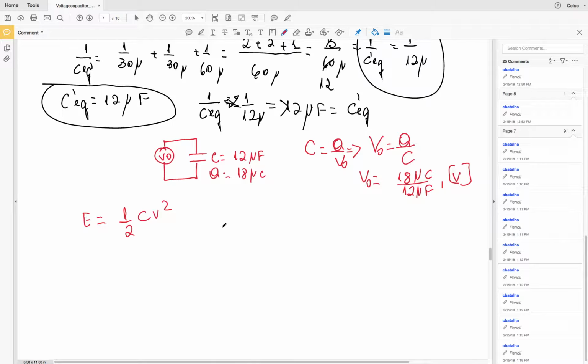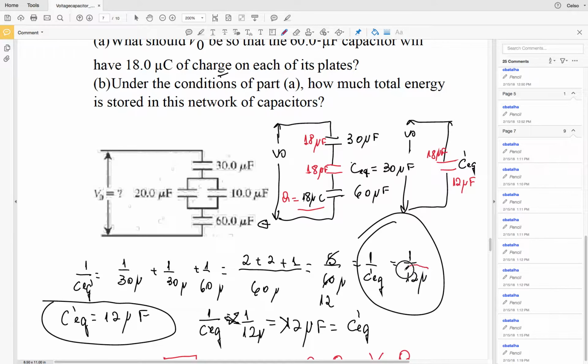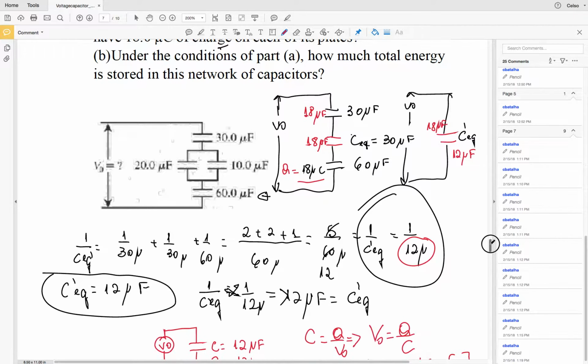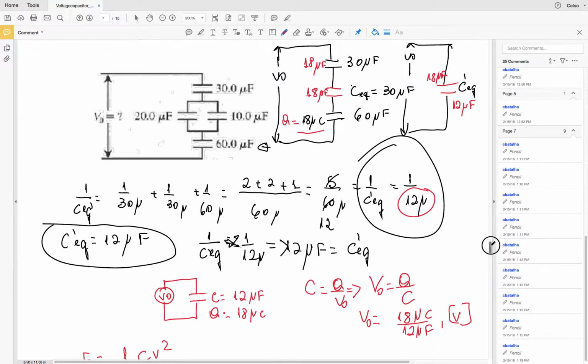Also, I understood where the charge came from, the 18, but where did you pull the 12 from? The 12 is the capacitance which we calculated in the previous step. Okay? It is the equivalent capacitance of this group of capacitors. All good?